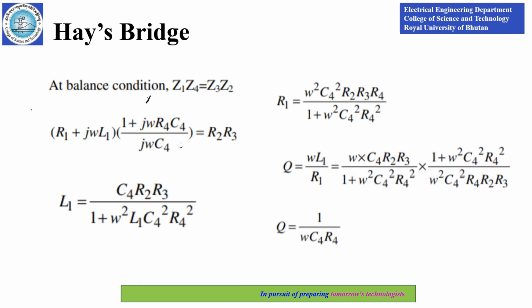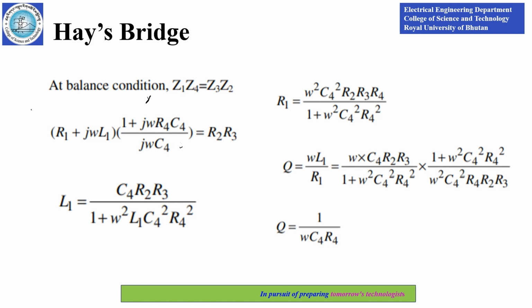We already know that the balanced condition of the bridge is given by the equation Z1 into Z4 equals Z3 into Z2. So from here what we have to find is the value of L1 and R1, which are unknown to us. Since this is the derived formula, we will also look at the derivation of L1 and R1.